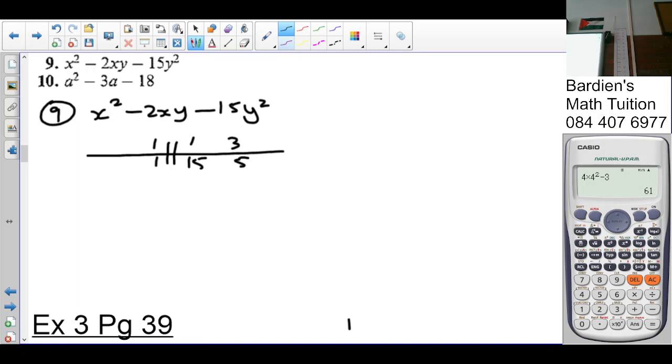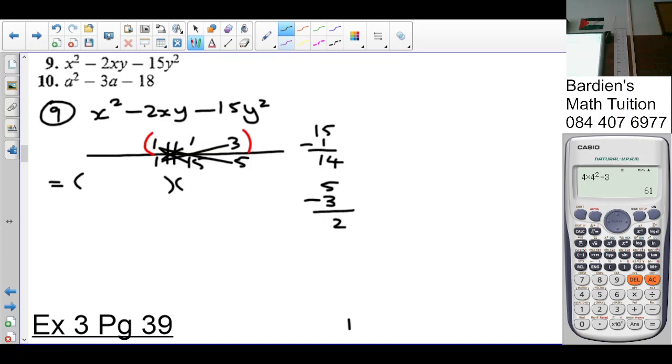Subtract. Okay? So 1 times 15 is? 15. 1 times 1 is? 1. Subtract, you get? 14. I'm looking for? 2. 1 times 5 is? 1 times 3 is? Subtract it, you get? That's what I want. So in the brackets go a 1 and a 3 and a 1 and a 5.